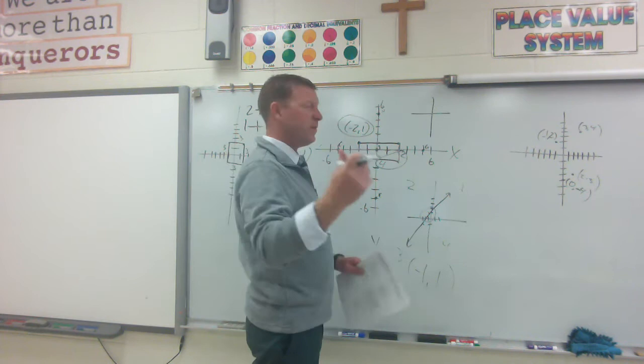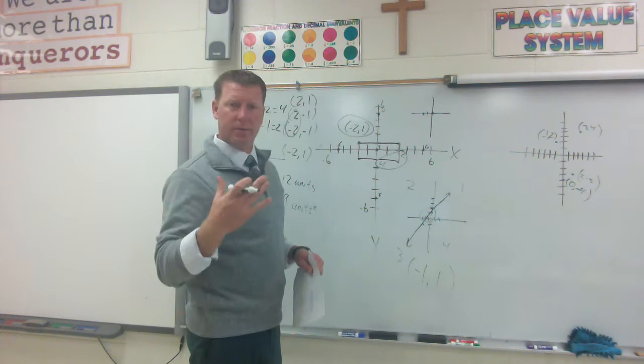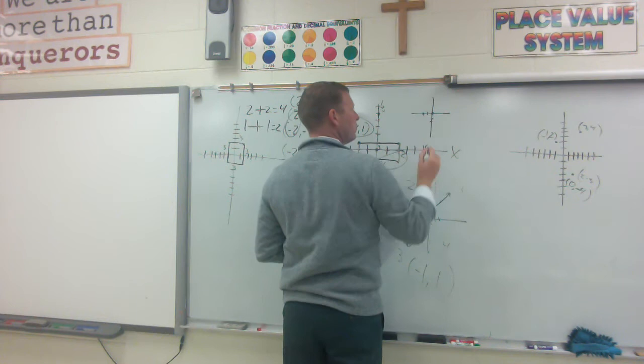The next one's at negative 2, 0. Negative 2, go backwards, 1, 2. 0 says don't go anywhere. The next one's at 0, negative 2. So go down. Okay.